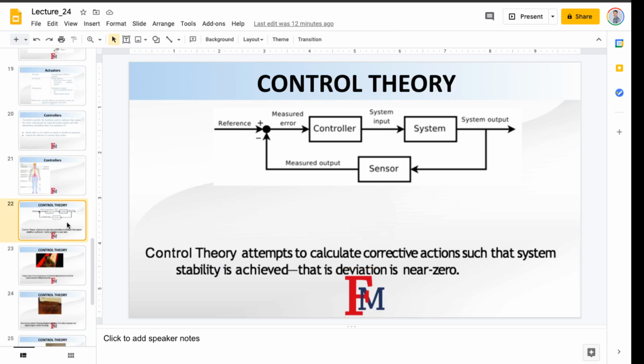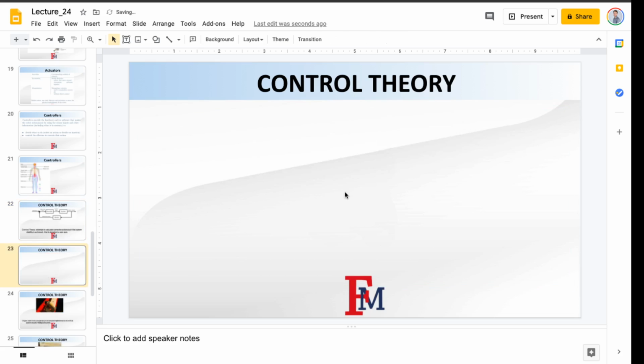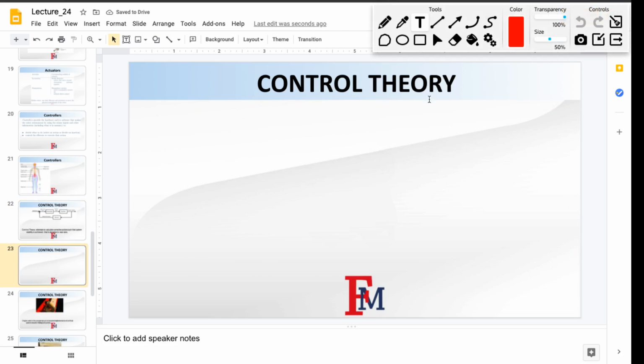Moving on to the next part, control theory. Okay, and that's what you are going to need for your project. So control theory, what is it? It's basically a part of, I guess, electrical engineering and computer science and a lot of other things. Maybe it's a science by itself.